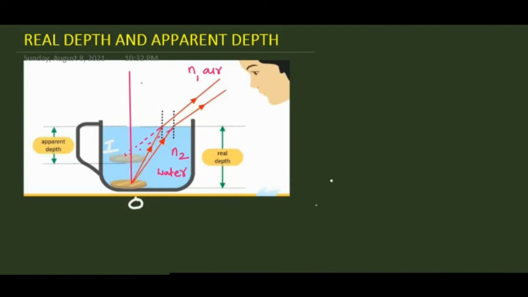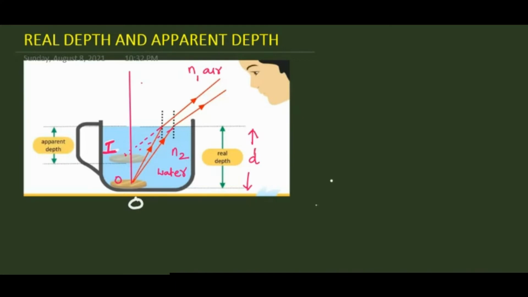Yes, this is the object and this is the image. Now, is there any relation between real depth, apparent depth and refractive indices? Please write a relation. My dear children, the important thing here is that the real depth is denoted by D. I am giving a technical relation between real depth, apparent depth and refractive index, to calculate easily.